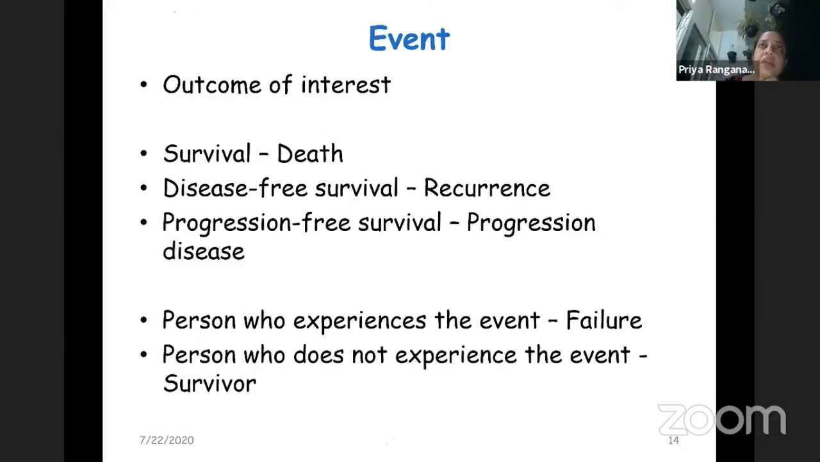We keep talking of event, and event means the outcome of interest. If you're looking at overall survival, the event is death. If you're looking at disease-free survival, the event is recurrence. If you're looking at progression-free survival, the event is progression of disease. The person who experiences the event is said to have had a failure, and the person who does not experience the event is a survivor. And actually, that's where the term survival comes from, somebody who has not experienced the event.